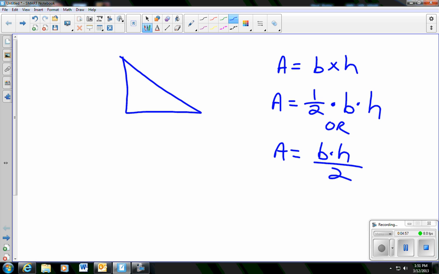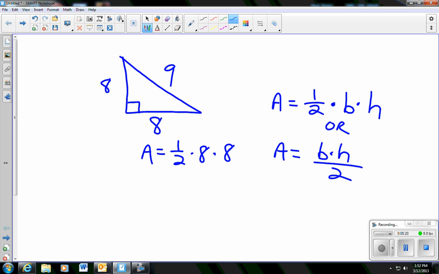And once again, base and height have to form a right angle. So in this triangle here, if these two sides form a right angle, if I say that this is 8 and this is 8 and this is 9, we're only concerned with the two sides that form a right angle, and that is the 8 and the 8. So we would say area equals 1/2 times 8 times 8. And when you multiply those three numbers together, you'll find that the area equals 32. And if I give these some units, say centimeters, then it would be 32 centimeters squared.